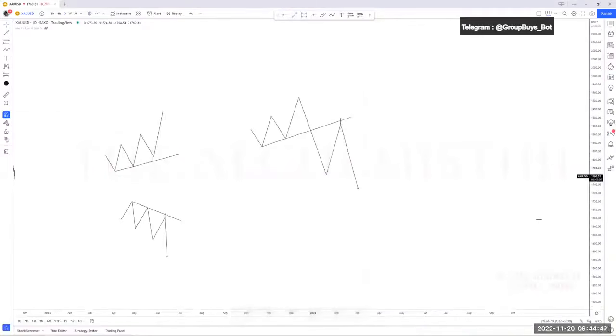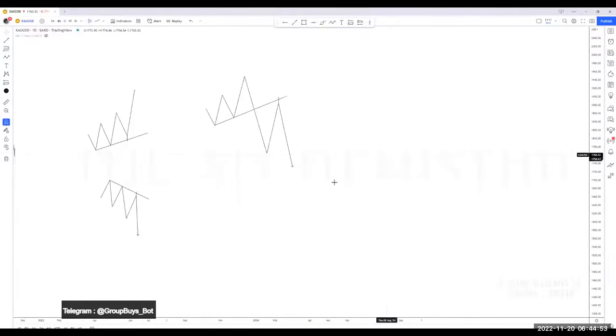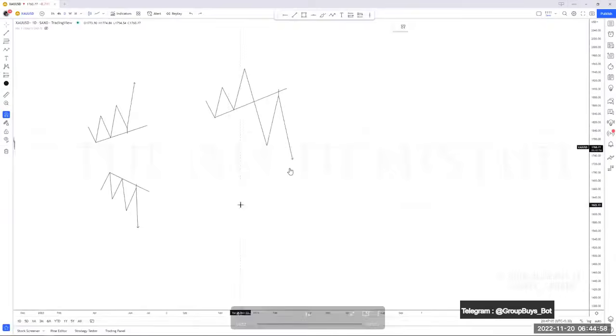Let's talk about multi-time frame stuff later. Let's go through the very basics right now. So this will be the second type. You get it, right? Something like this. And same thing.